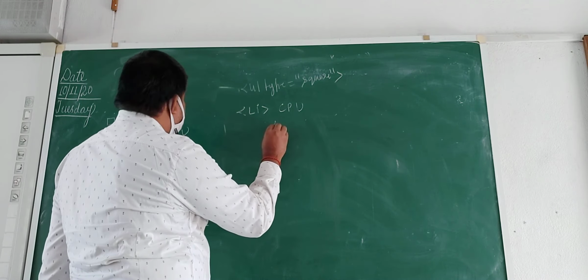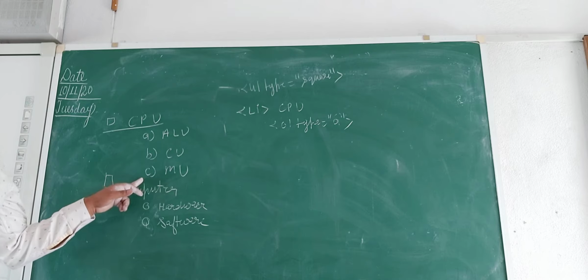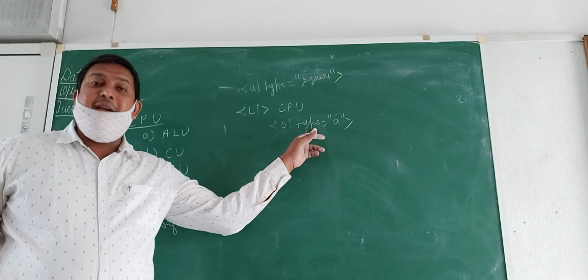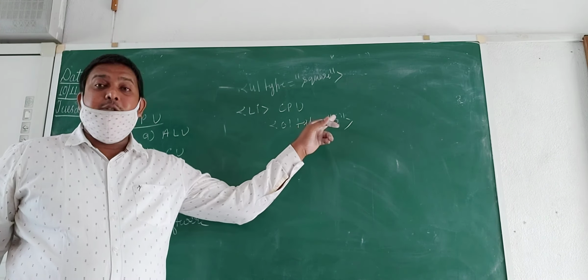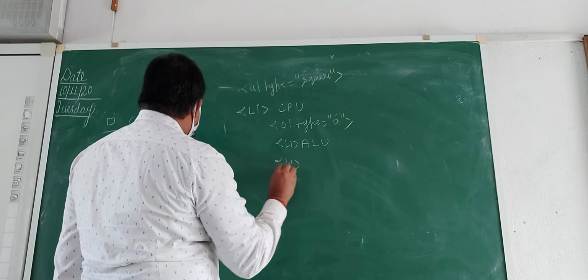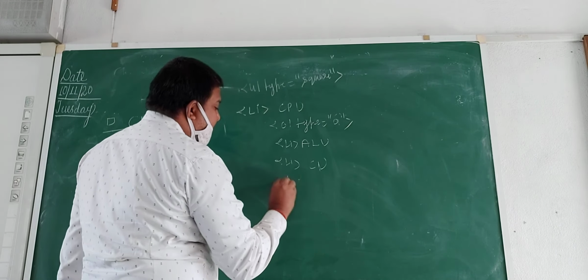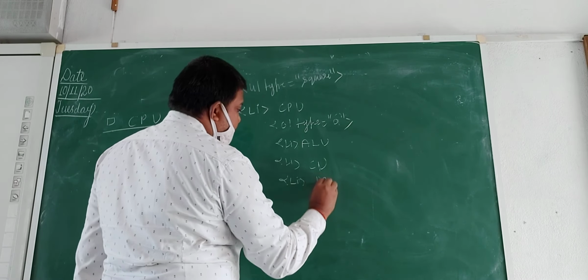So for the sublist again I will write here OL type is equal to A, because the ordered list is in the form of alphabet. So to display in the form of alphabet, we have to use the type attribute. So OL type is equal to A. Then we will not close UL. No, we will not close the UL. Be careful. And then I will write Li. The first one is the ALU, and then Li, CU, and then Li.